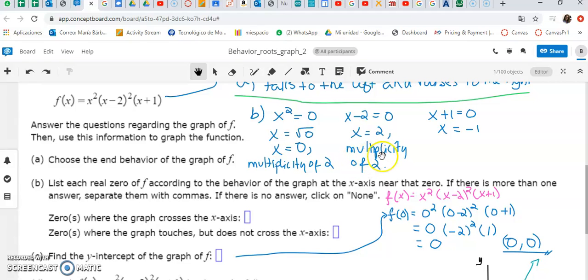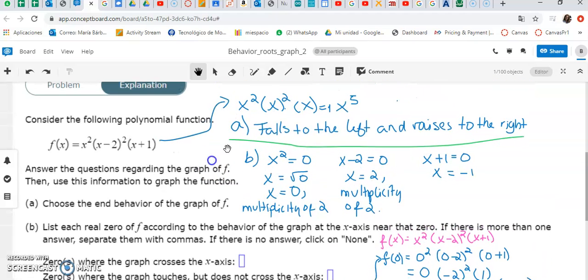And the multiplicity of this other factor is also 2, because this factor is also being raised to the second power. And as you can see, x plus 1, which is the last factor, is being raised to the 1 power. So the multiplicity of this root is 1. So we have x plus 1 equals 0, and we get that x equals minus 1. The multiplicity of this one is 1. Okay?